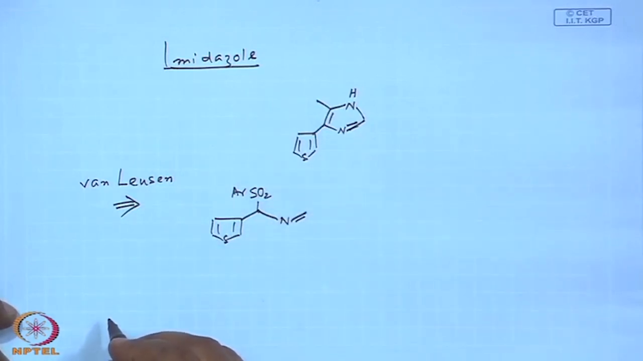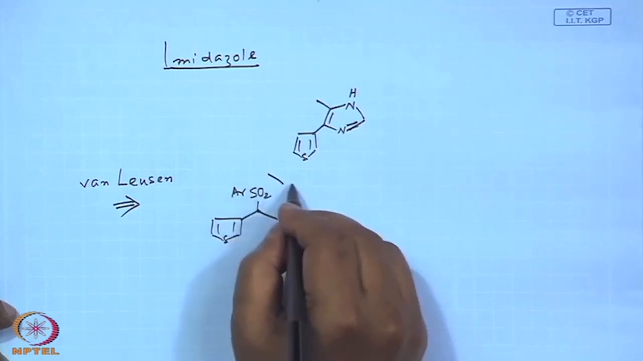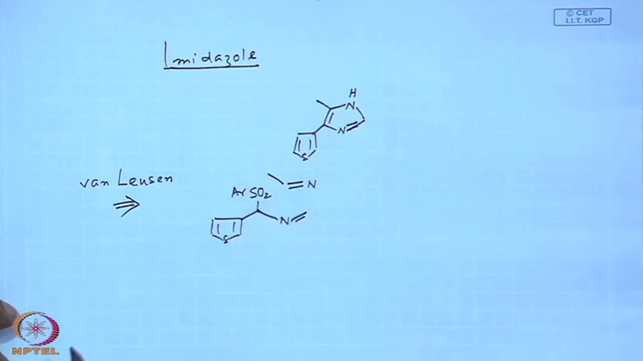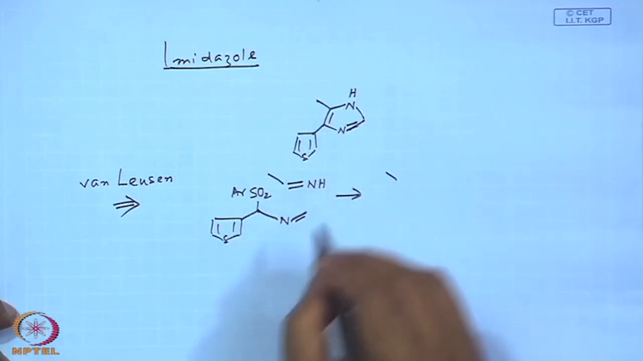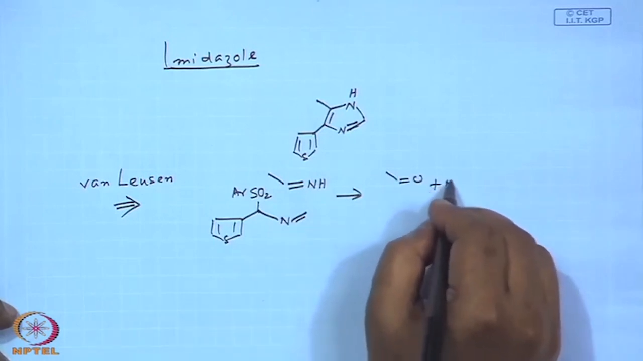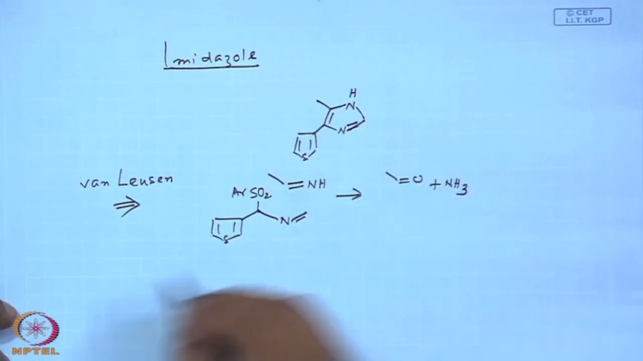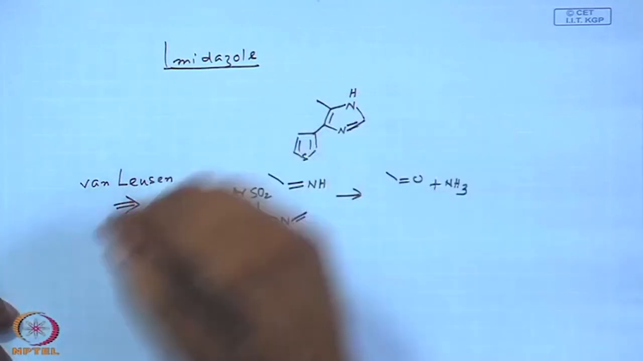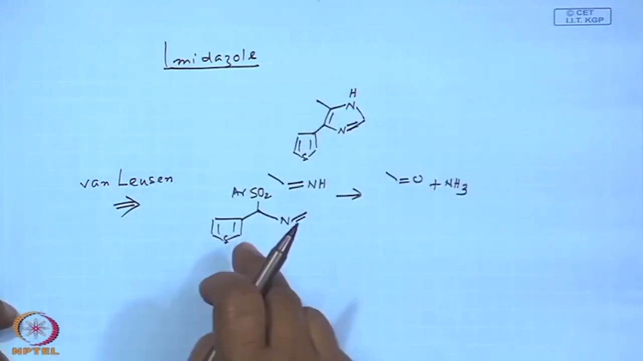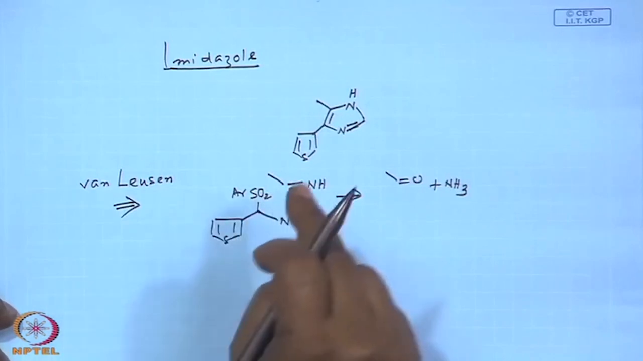What is the two component system? The two component system should be a C double bond N, right. In this case it is an imine. So how do you get this imine? From this ketone and ammonia, right. In fact, this particular compound has been synthesized starting from the corresponding Van Leusen reagent, then the aldehyde and ammonia. So if you just systematically proceed, the synthesis of this kind, there are other examples I will not give you, even from the corresponding glyoxylic acid you can also make a similar imidazole derivative.